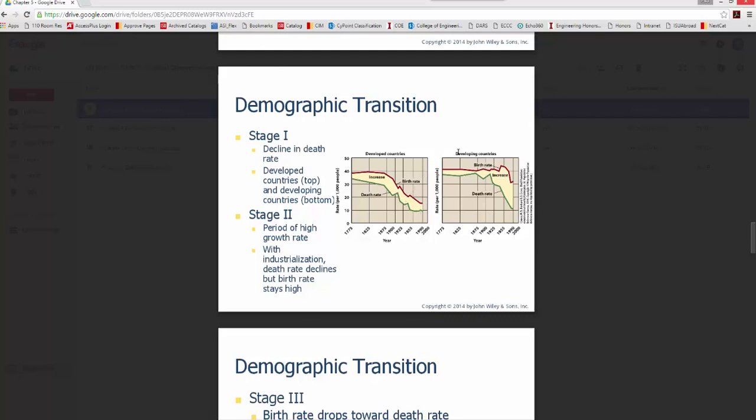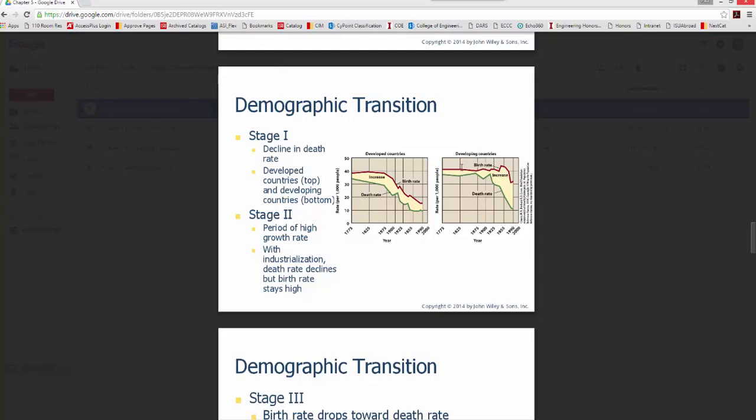Now, if we go to developing countries over here on the right, we see that birth and death rates actually remain pretty similar. Okay, so the number of births per 1,000 people from 1775 to 1825, and the deaths per 1,000 people, the difference was about the same.